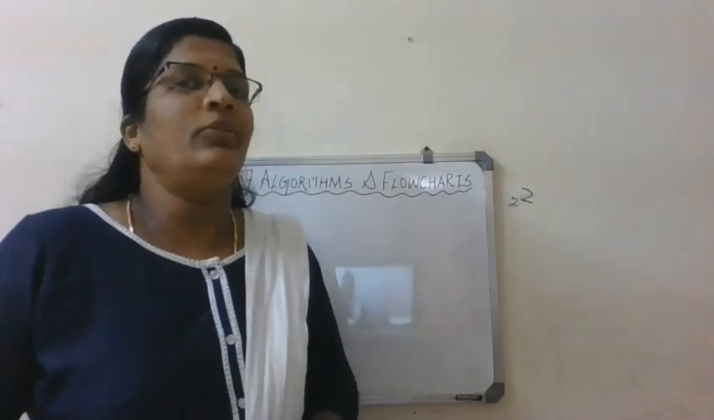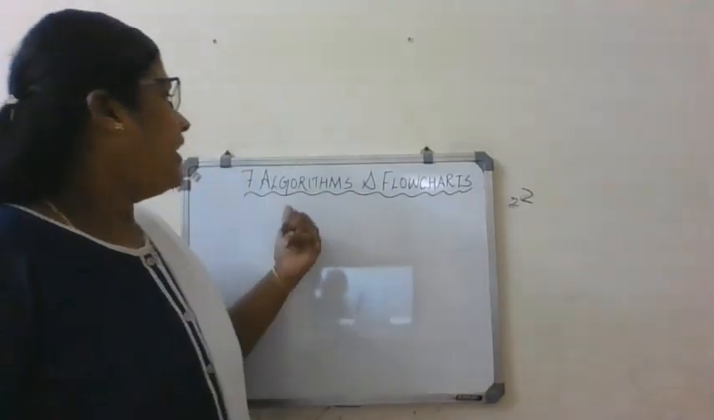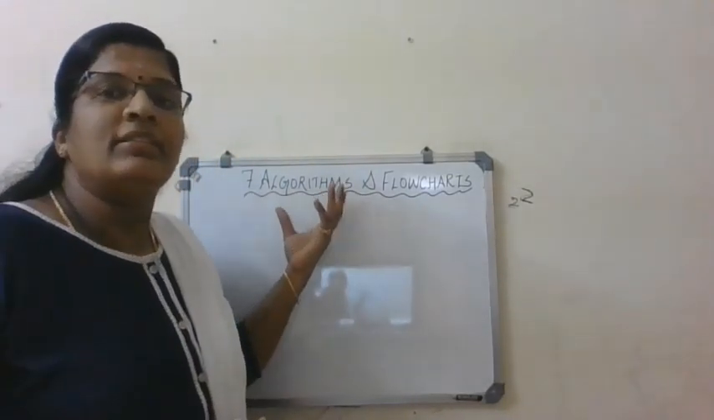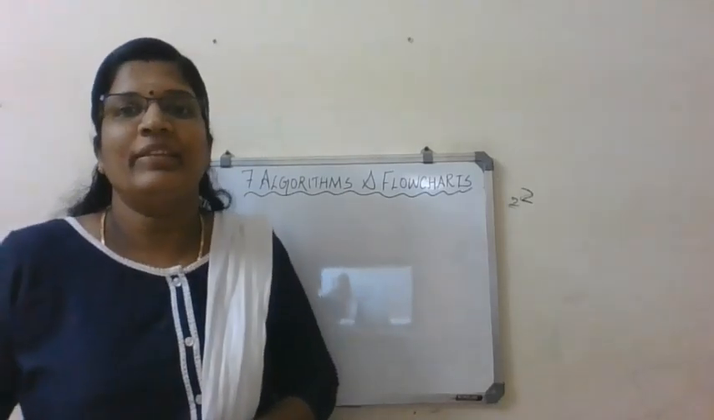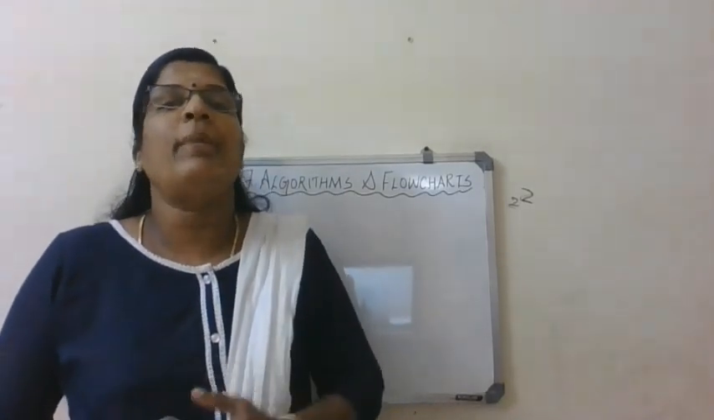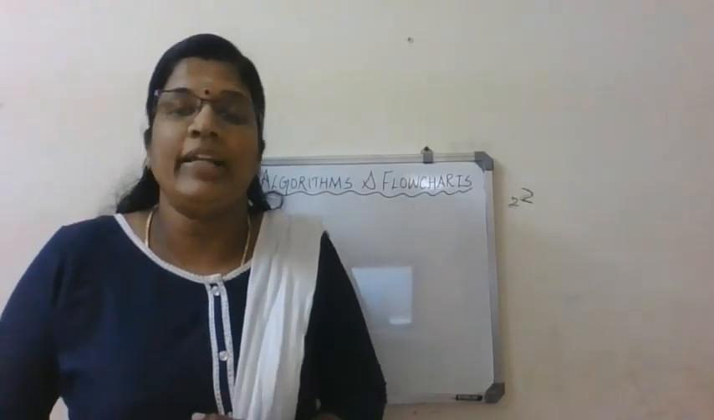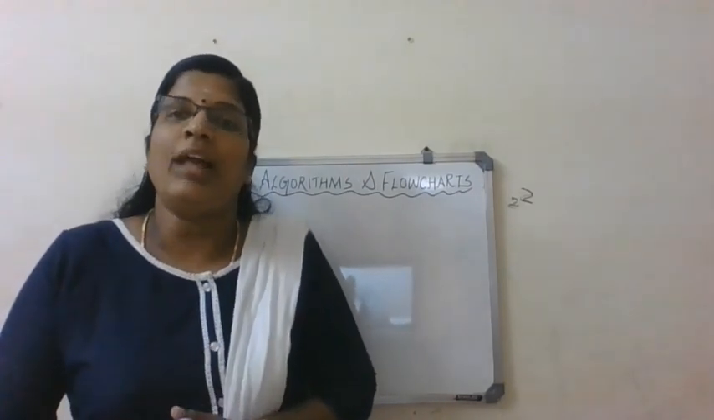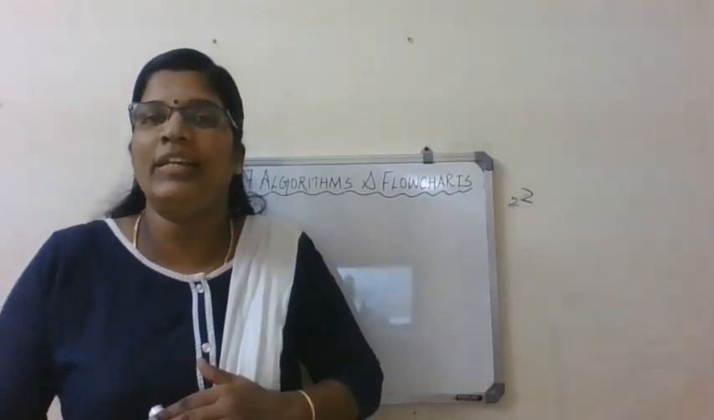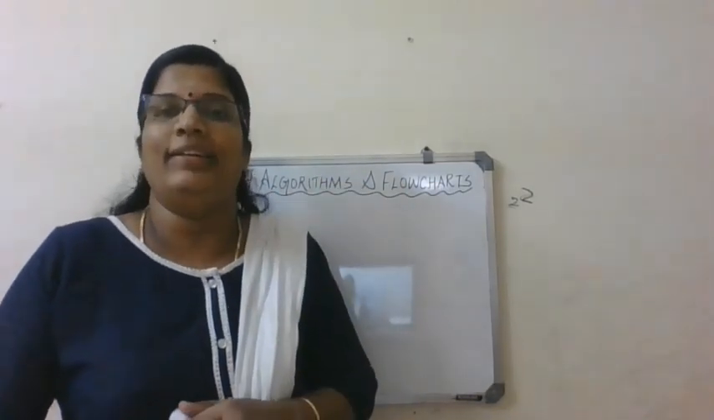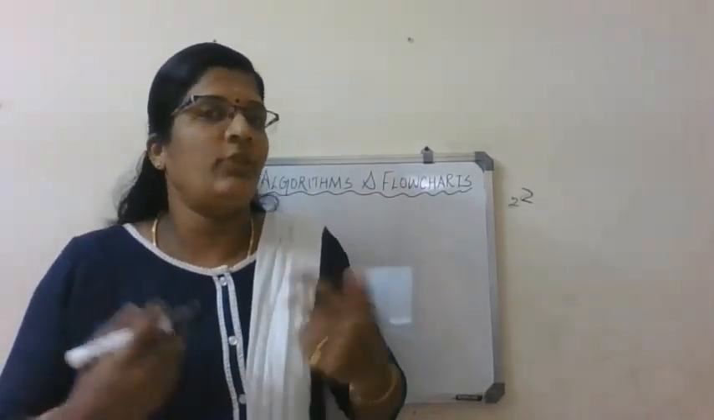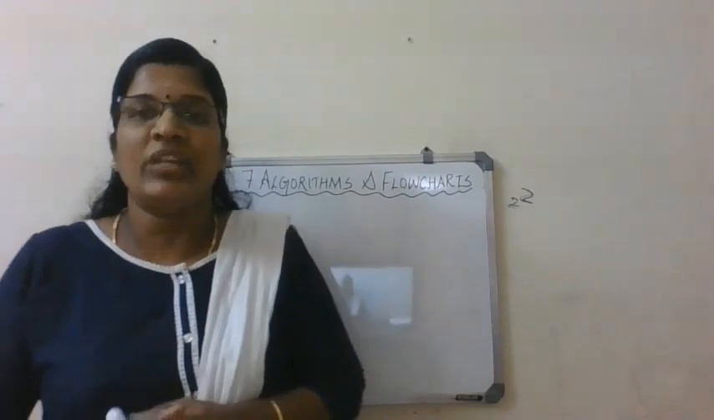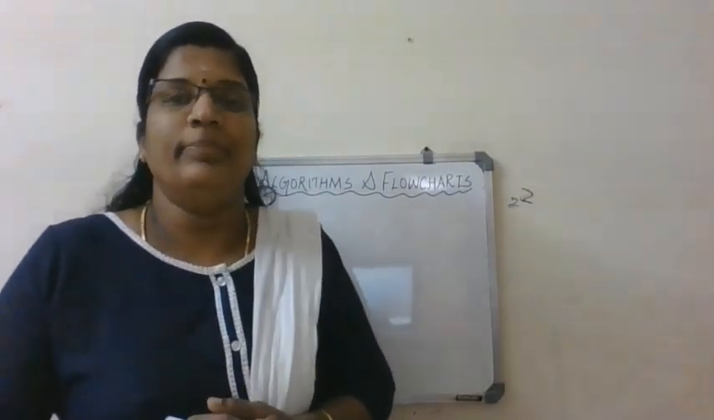Today we are getting back to the same chapter, algorithms and flowcharts. Already we discussed what is meant by an algorithm. Do you remember? An algorithm is a step-by-step procedure to do a particular task, to accomplish a task. The steps should be in the right order. If the steps are interchanged, then we won't get a proper output. So an algorithm is a step-by-step procedure to solve a particular problem.